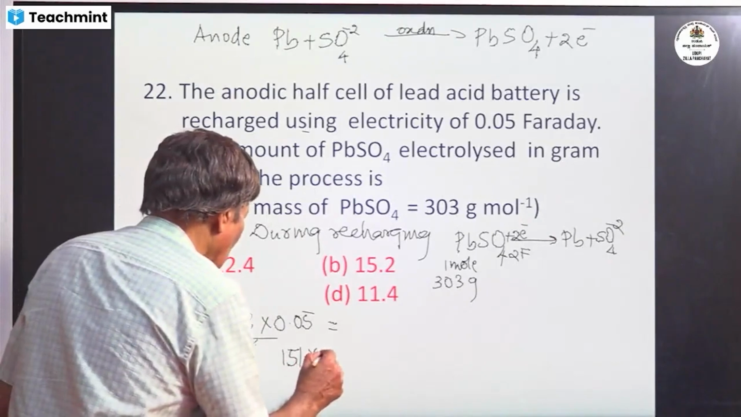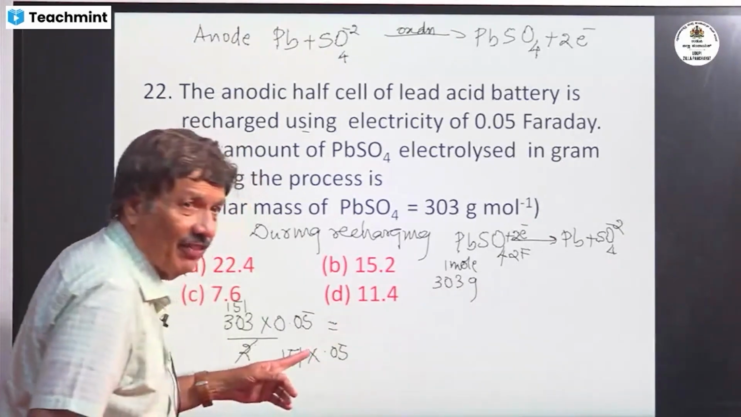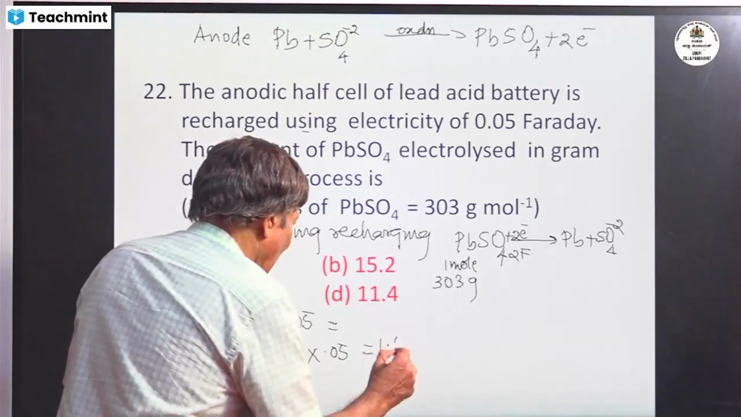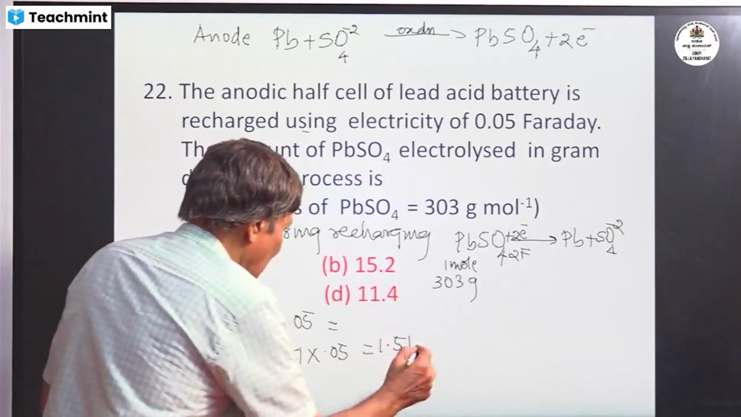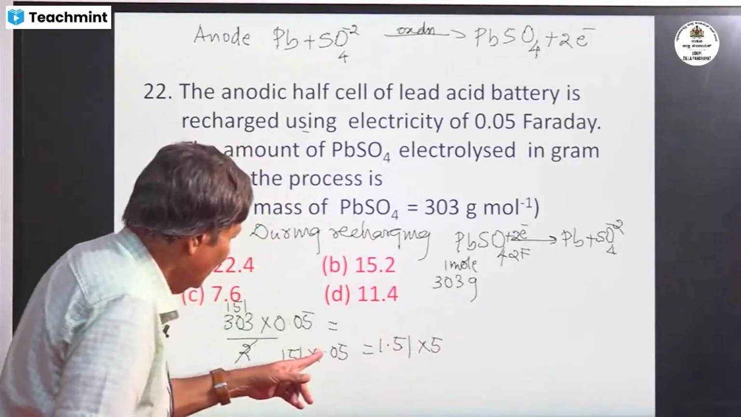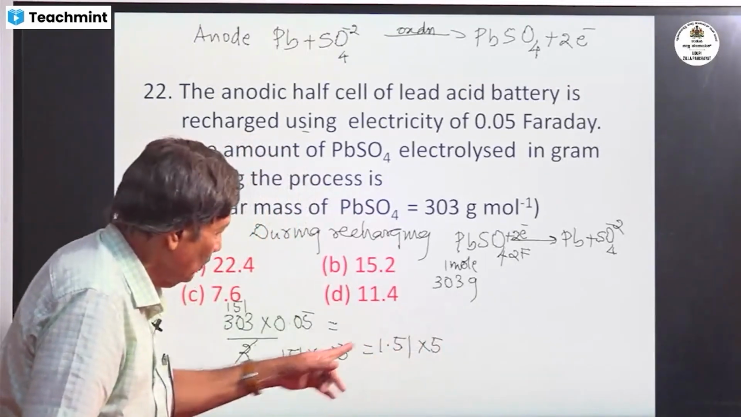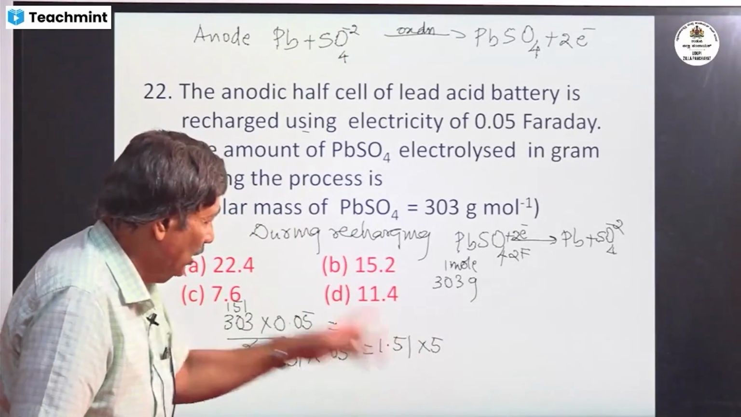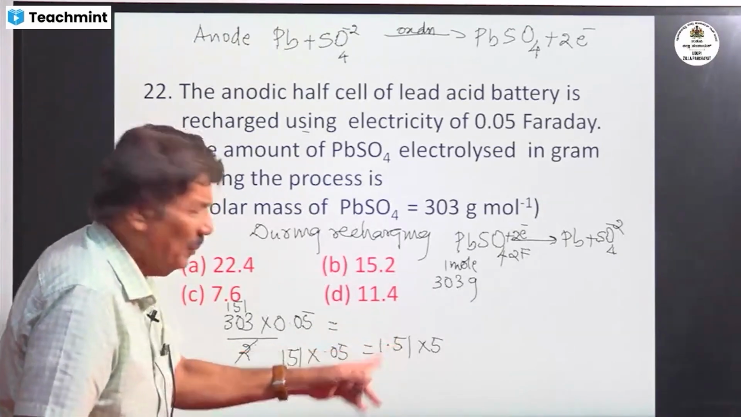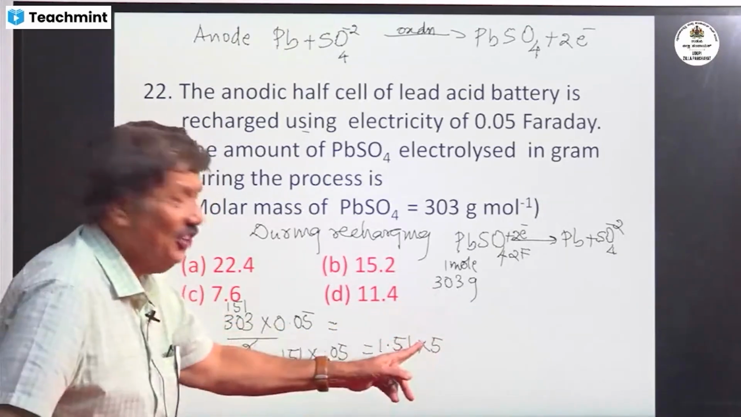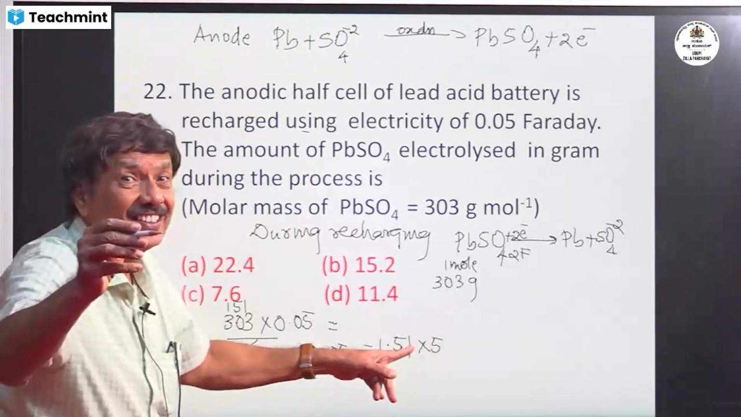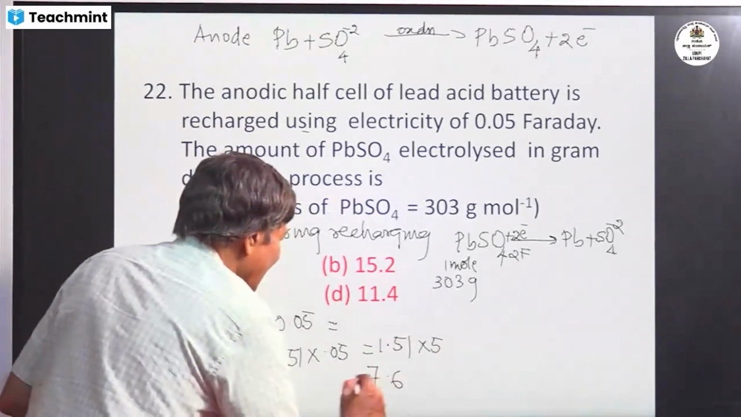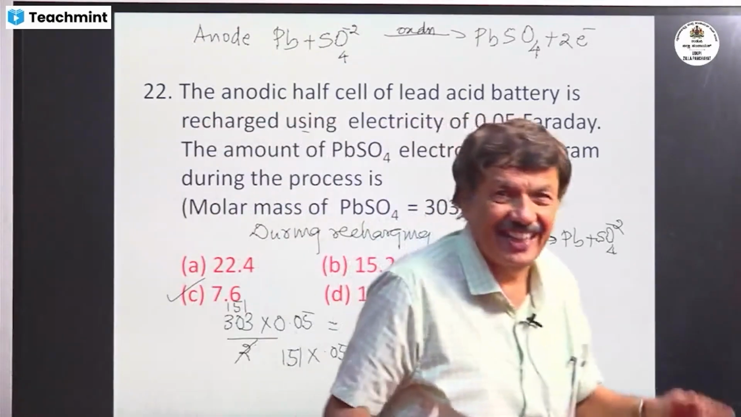151 into 0.05. It is 1.51 into 5, isn't it? I have shifted the decimal 2 places to that side. 1.51 into 5. You take it as 1.5 into 5. 1.5 into 5 how much? 7.5. So 7.5 is the right answer. This is how you can use the simplification a little simple.